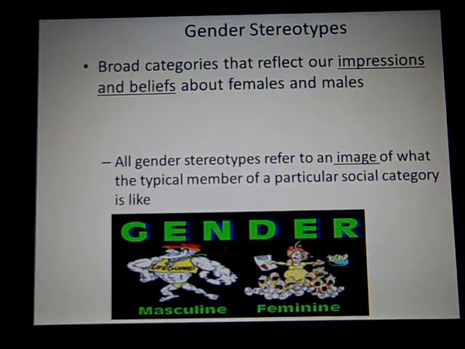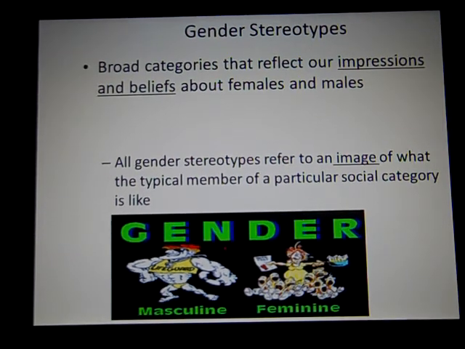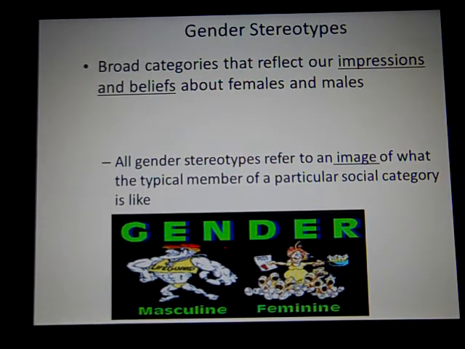Now, gender stereotypes. These are broad categories that reflect our impressions and beliefs about males and females. All gender stereotypes refer to this image or this idea of what a typical member of a particular social category is like. We don't stereotype people just based on gender. We stereotype based on race. When you think of the stereotypical African American, some specific things come to the mind of society. You can probably imagine what they are.